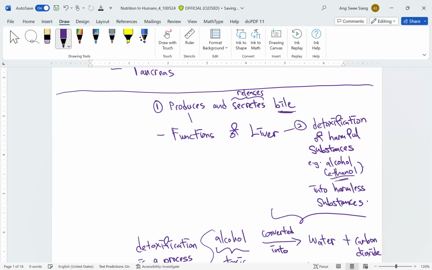Then the next function of the liver. Let me find another place to write. The next function of the liver, I think you may have heard it in Sec 1, you may have learned this in Sec 1 and 2, Science 2. It's called deamination of excess amino acid.